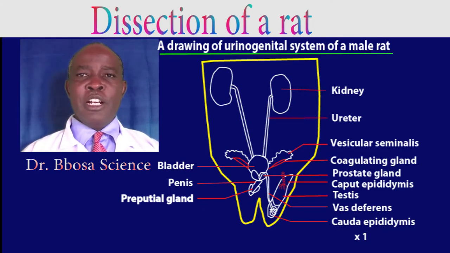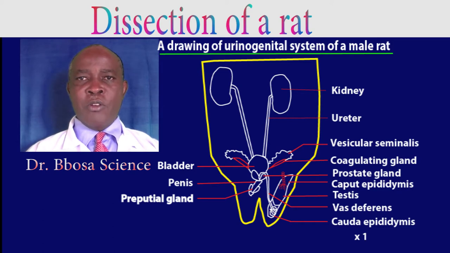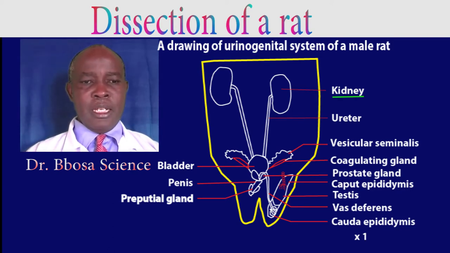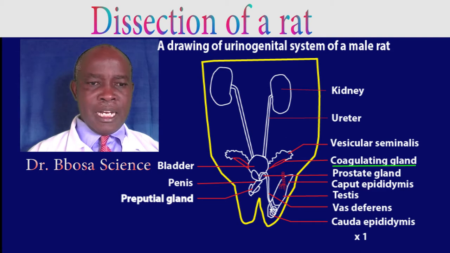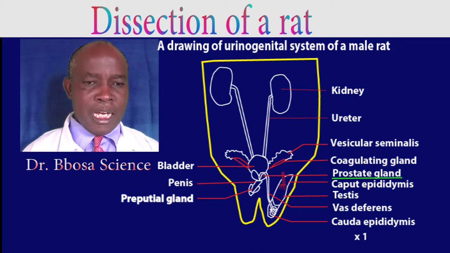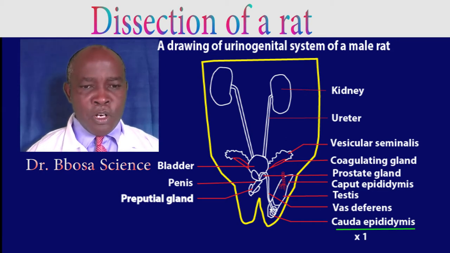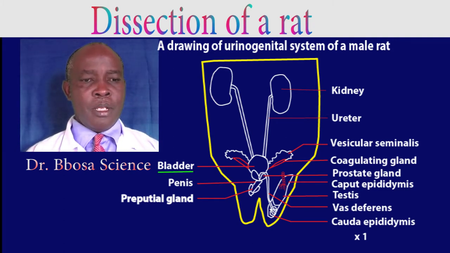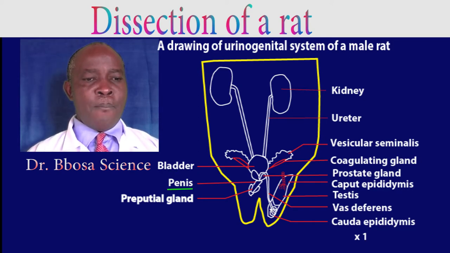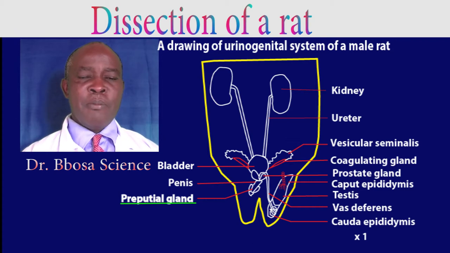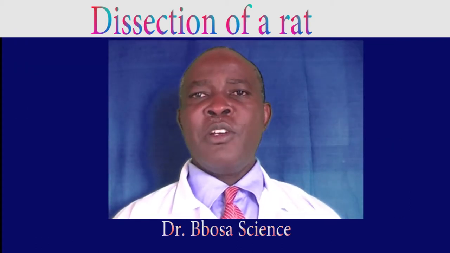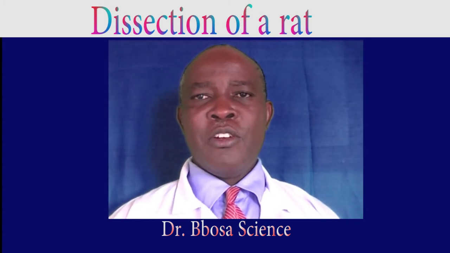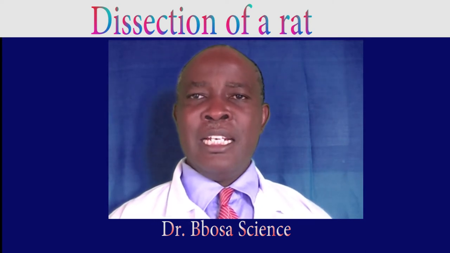A drawing of the urogenital system of a male rat. We label kidney, ureter, vesicular seminalis, coagulating glands, prostate glands, caudal epididymis, testes, vas deferens, bladder, penis, preputial glands. Then we put a magnification. Make sure that your diagram is neat, has got a title, and is well labeled.